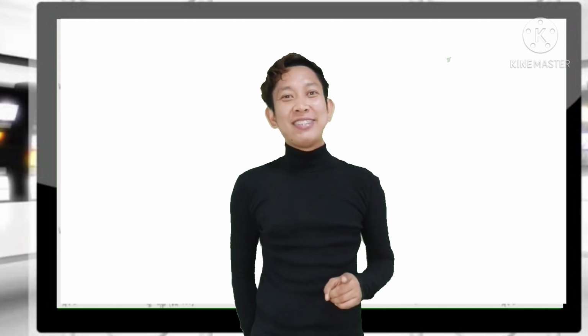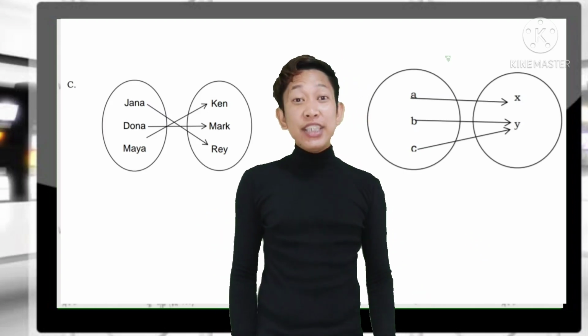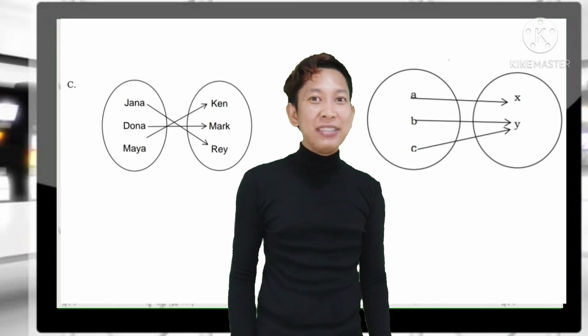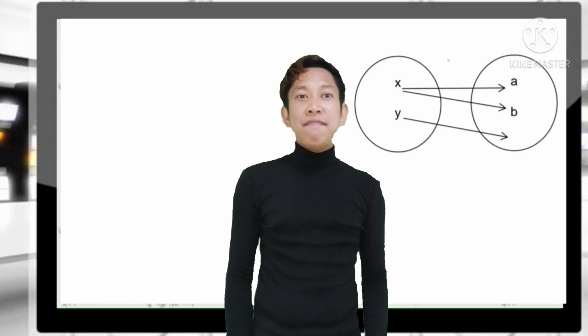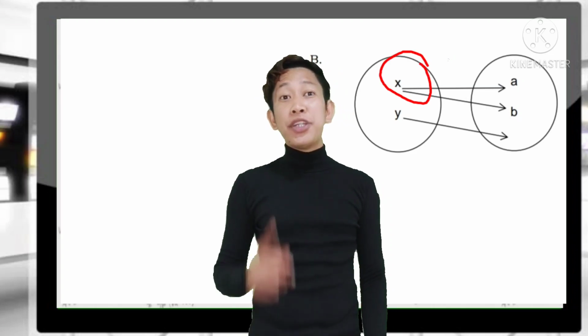You are correct. The relations A and C are functions because each element in the domain corresponds to a unique element in the range. However, B is a mere relation and not a function because there is a domain element which corresponds to more than one element in the range.